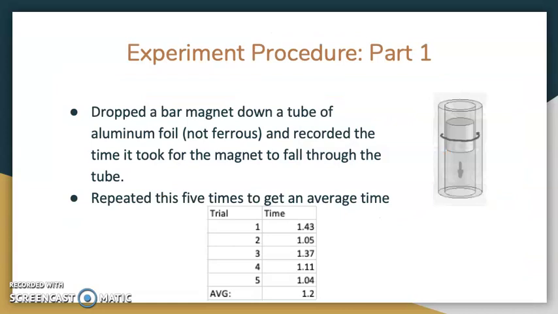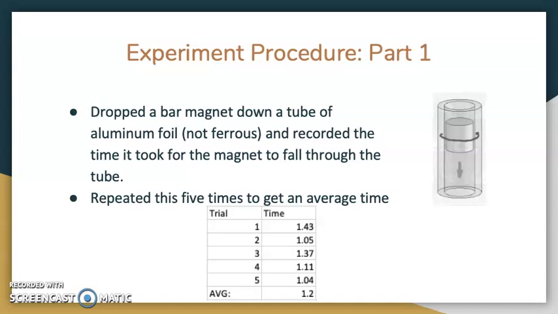For the first part of the lab, we dropped a bar magnet down a tube of aluminum foil that was not ferrous and recorded the time it took for the magnet to fall through the tube. It was important that this tube was not ferrous because if it had been, the magnet would have stuck to the sides. We did this procedure 5 times and recorded the time it took for the magnet to fall each time, and then we got the average of this time. From this part of the experiment, I got the average time to be 1.20 seconds.